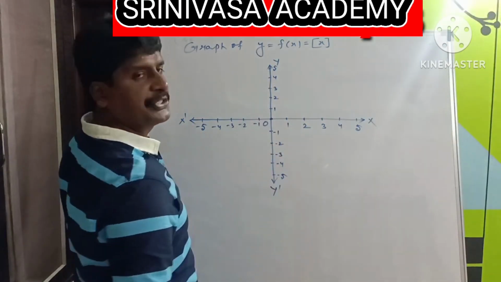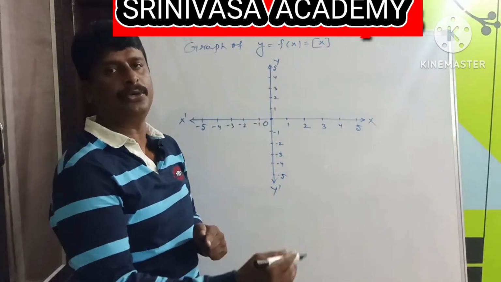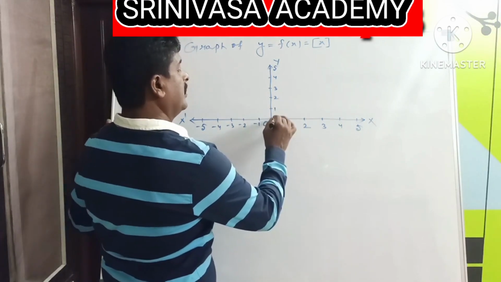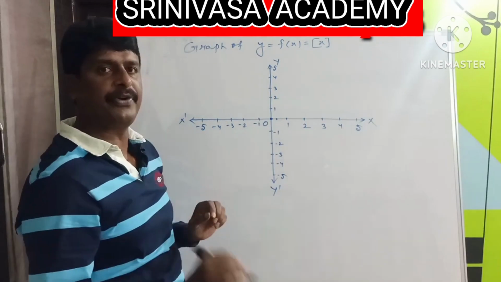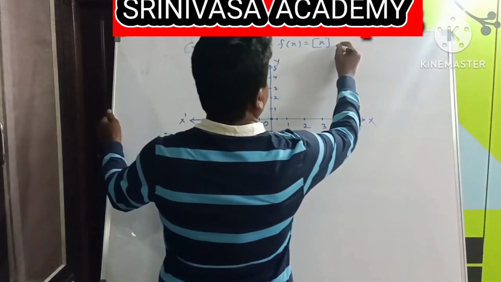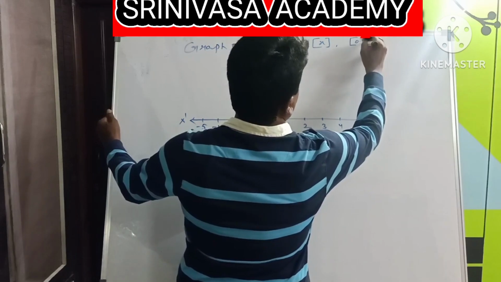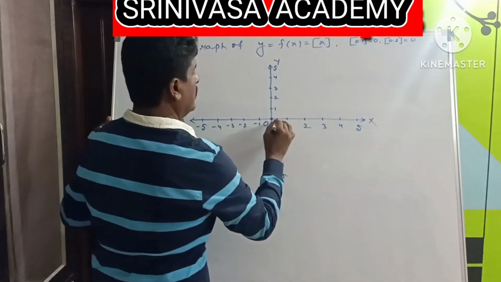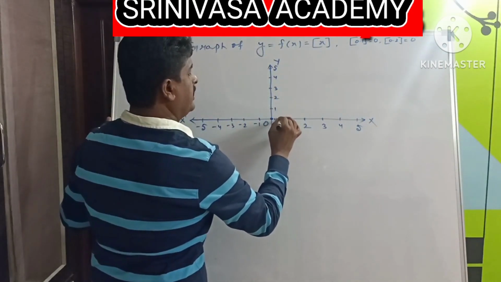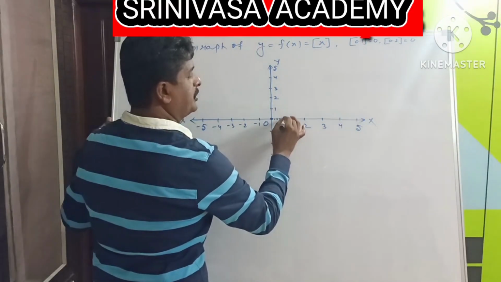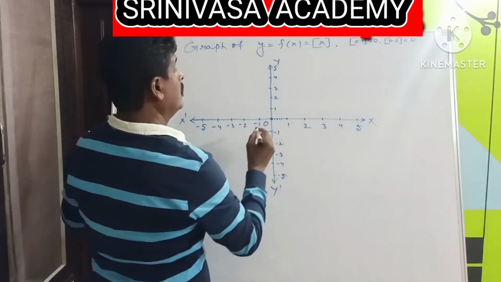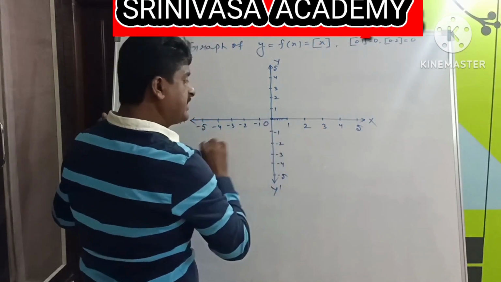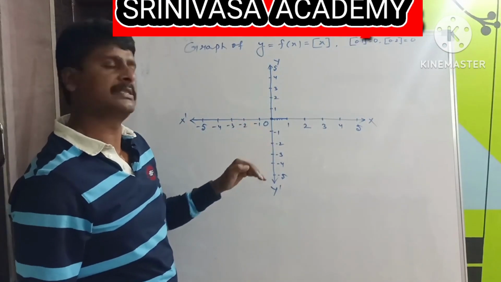Suppose x value is 0, step of 0 is 0. That's why at x equals 0, corresponding y is also 0. X value 0.1, step of 0.1 will be 0. Step of 0.2 is also 0. Step of 0.3, 0. Step of 0.4, 0. Step of 0.9, 0. So the graph is till left side of 1 on x-axis.